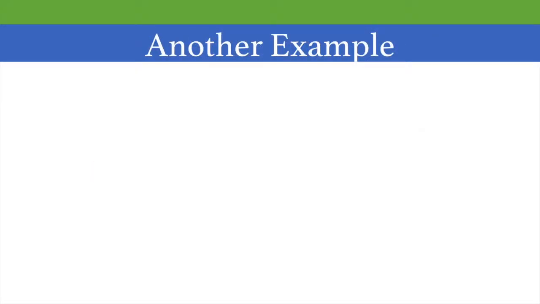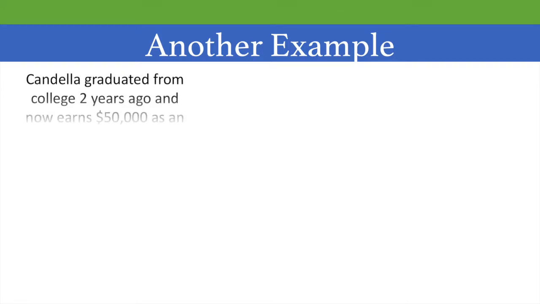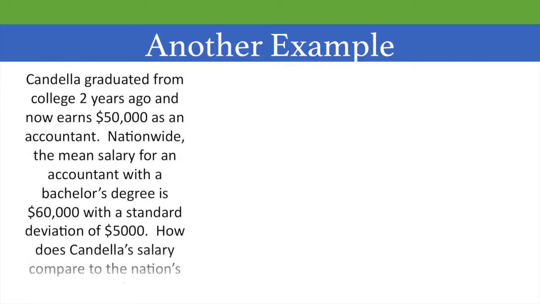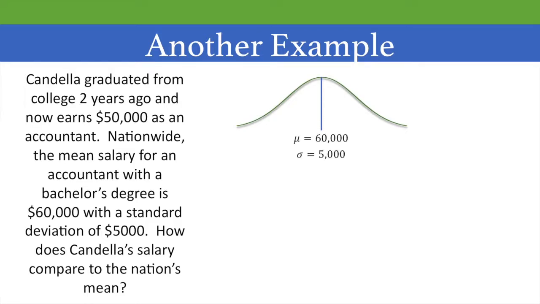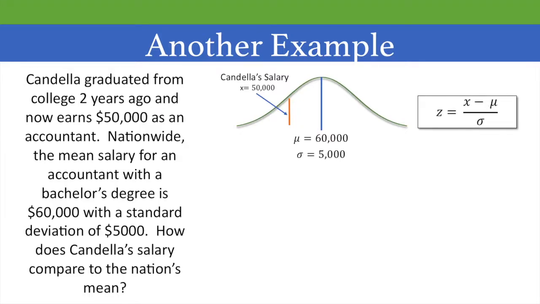Let's try another example. This time we have Candela. And Candela also graduated from college 2 years ago. She also earns $50,000, but as an accountant. Nationwide, the mean salary for an accountant with a bachelor's degree is $60,000 with a standard deviation of $5,000. How does Candela's salary compare to the nation's mean? Again, we'll start by drawing a picture and adding in what we already know. A national mean of $60,000, standard deviation of $5,000, and we can see that Candela's salary falls below the national average. So let's use the z-score and see how she really stacks up.